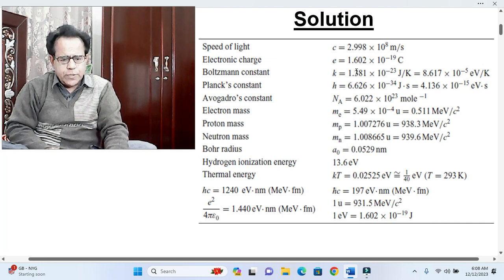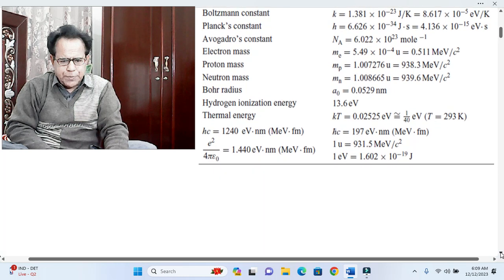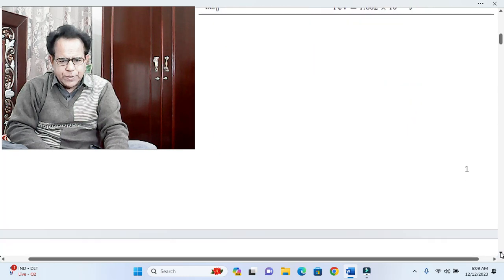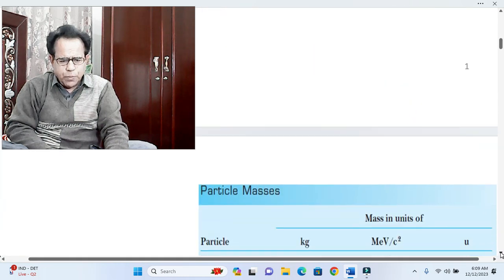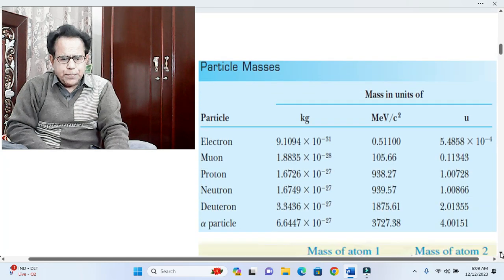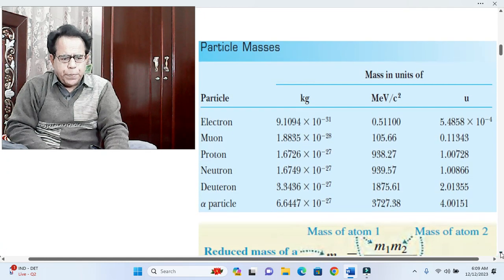Similarly, c equal to speed of light 2.998 times 10 to the power 8 meters per second. Electronic charge e equal to 1.602 times 10 to the power minus 19 coulomb. For the time being, we skip this table because it has been included several times in our previous problems. Next table is about particle masses.